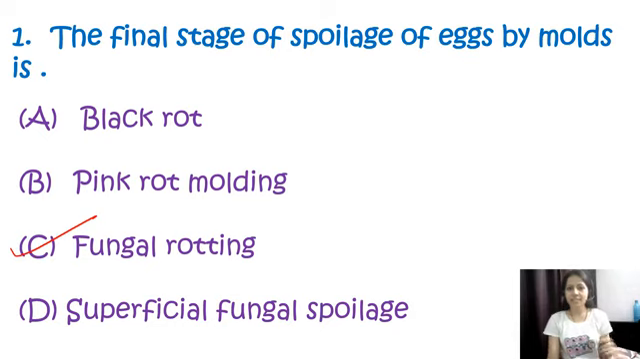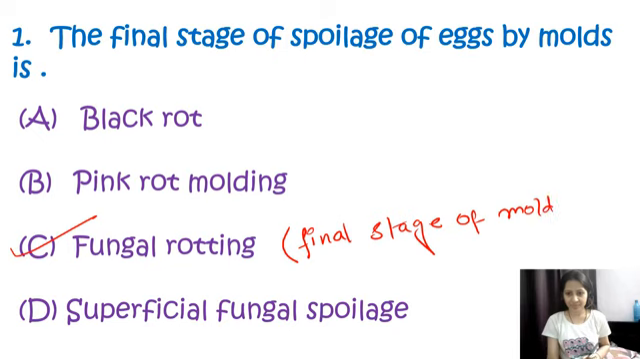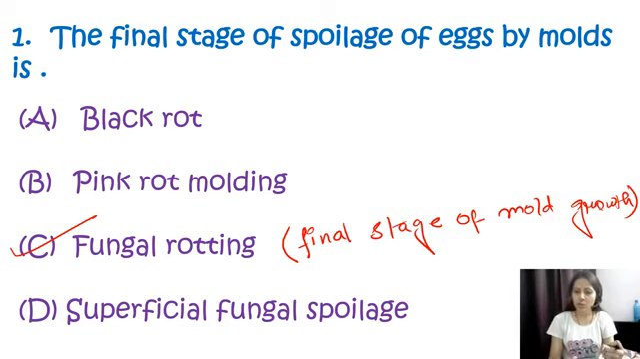So fungal rotting is the final stage of mold growth which is seen in the eggs. So what happens in this, the mycelium of the mold grows through the pores, or we can say through the cracks which are present in the eggs. Even they can gel the egg white. Also the hyphae of the mold may weaken the egg yolk membrane.